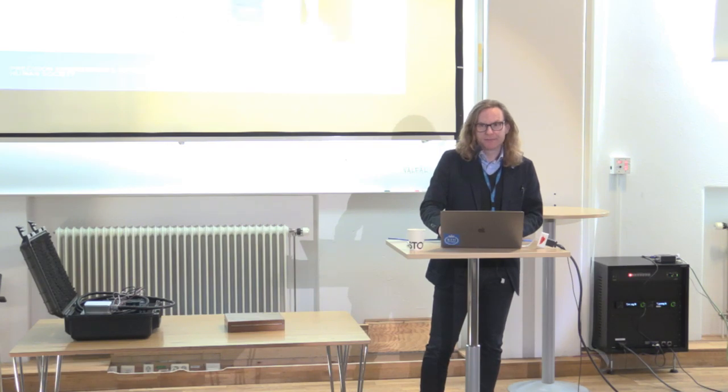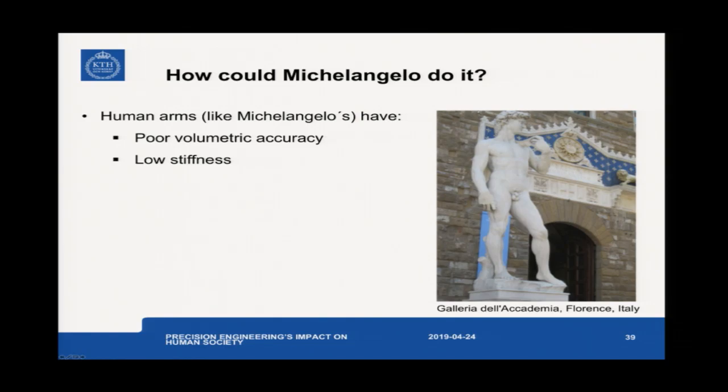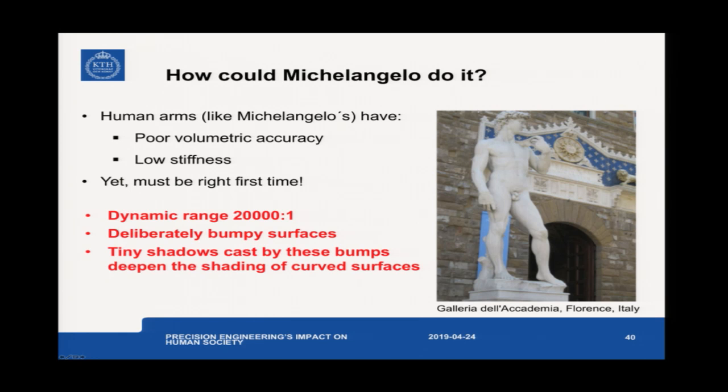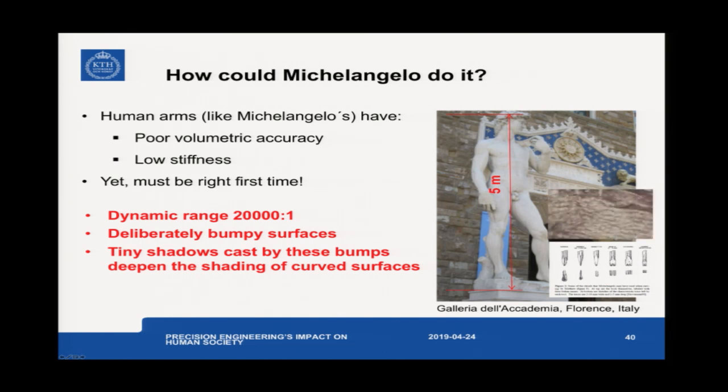Finally, how did Michelangelo do it? It has quite challenging features. We said it's 5 meters tall, with small features of 1 to 1.5 millimeters. Deliberately bumpy surfaces, because that makes small shades, so it looks more alive, the tissues and so on. He manufactured different tools to be able to do all these small features. And the surfaces look something like this one.